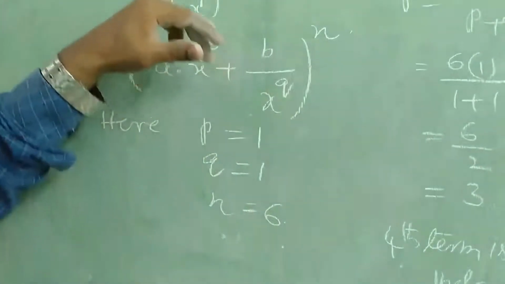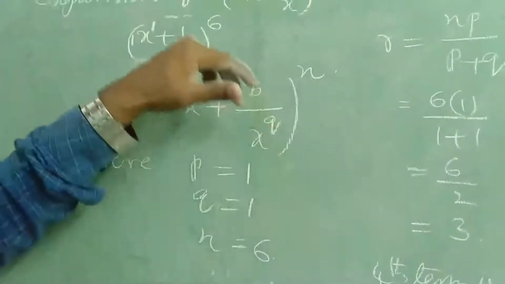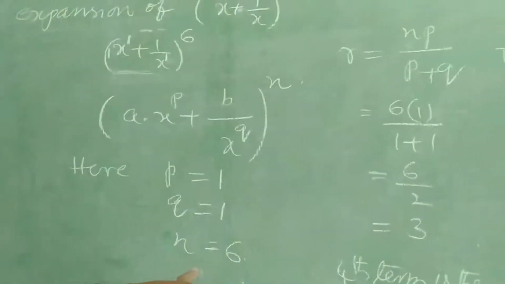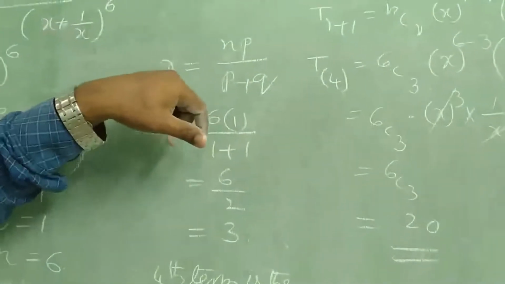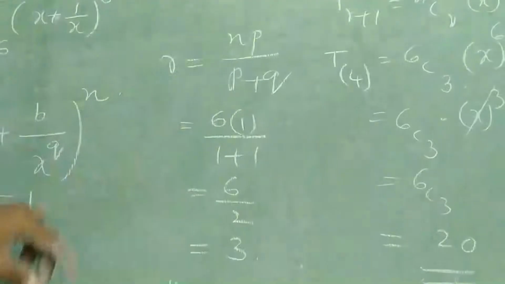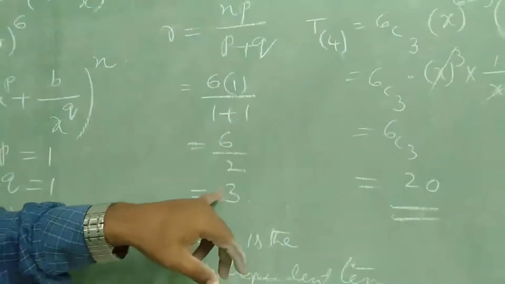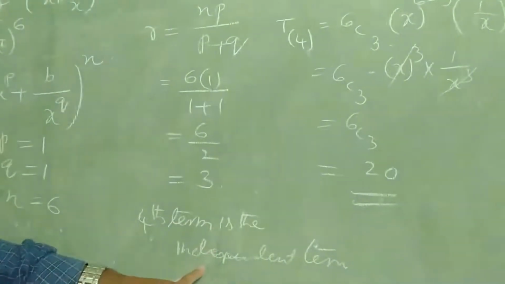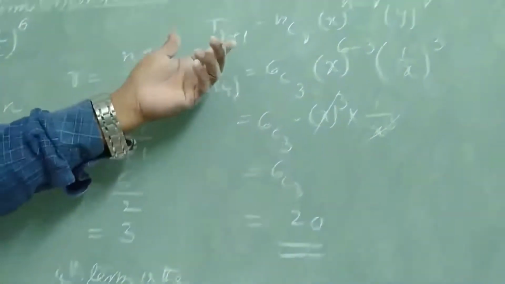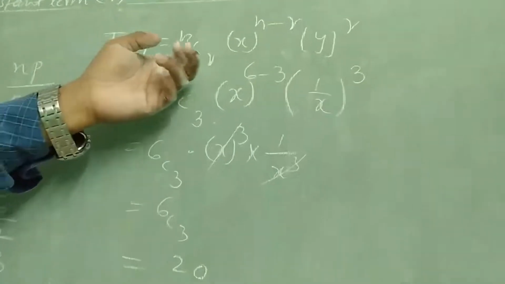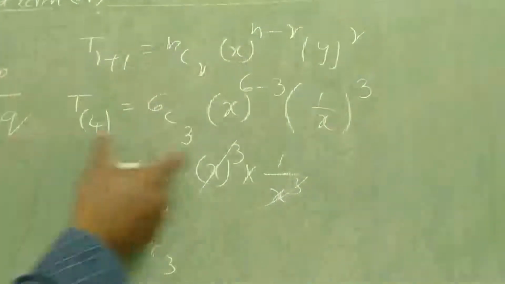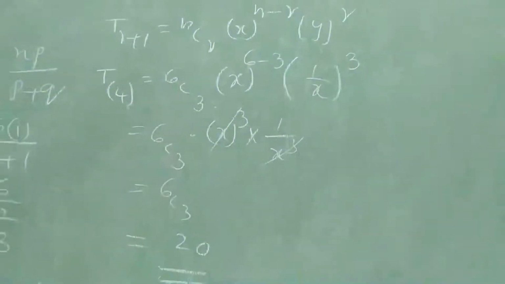After that, select the values of p, q and n. In this example, p is equal to 1, q is equal to 1 and n is equal to 6. So our target is to find the value of r. So r is equal to np by p plus q. If you replace all these values, r is equal to 3. r equal to 3 means the fourth term is the independent term. So now what is the independent term? Replace these values in the general term. T(r+1) is equal to nCr x to the power of n minus r y to the power of r. If you replace all these values, then you get the independent term.